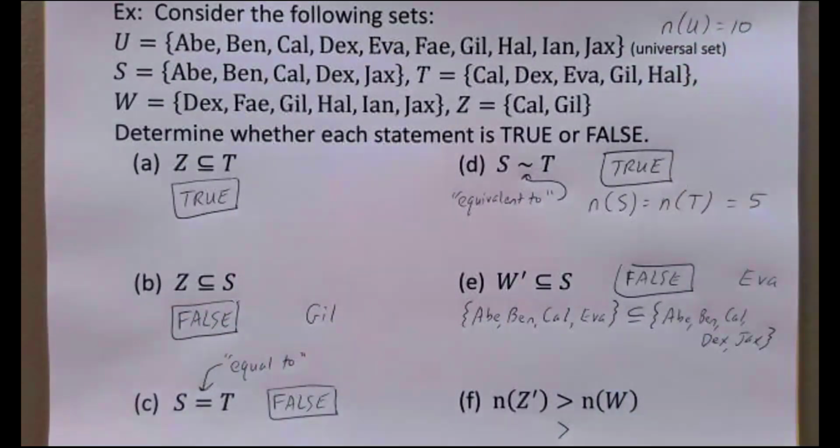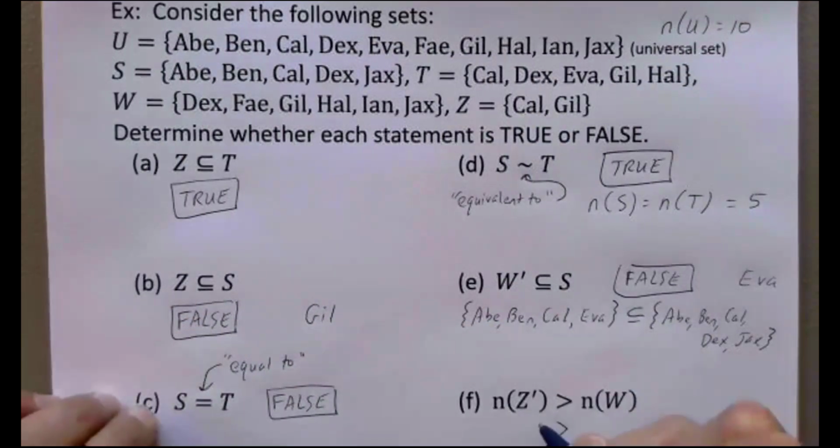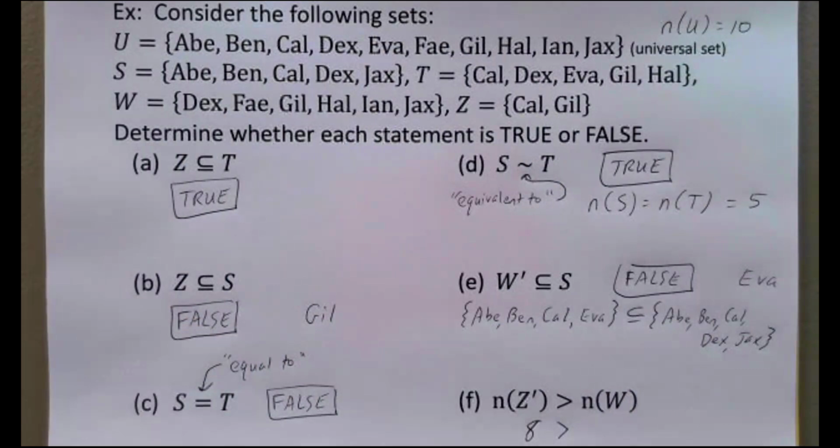10 people live in the universal set and 2 people live in Z. 10 minus 2 is 8. I hope you guys are okay with me saying that 8 people are in Z complement. 10 minus 2. Let me say that again.